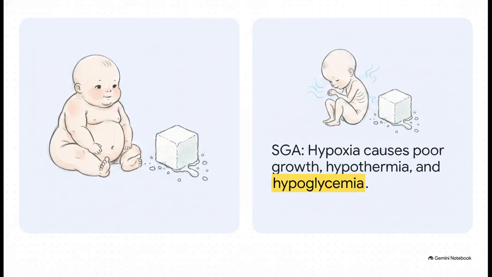Now, on the flip side, the SGA baby usually suffered from chronic hypoxia while still in the uterus. That led to poor growth, basically zero glucose stores, and a huge risk for hypothermia. So here is the absolutely crucial takeaway. Whether they are way too large or way too small, both of these extremes face life-threatening glucose drops. Your absolute priority action: check that blood sugar and feed that baby. We have to protect that newborn brain.